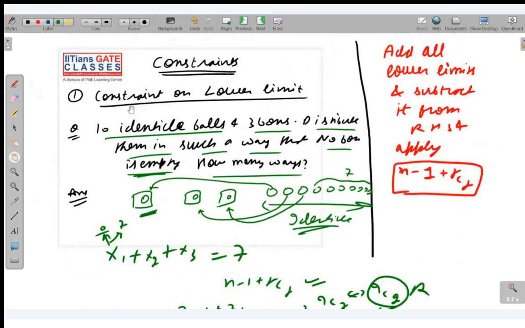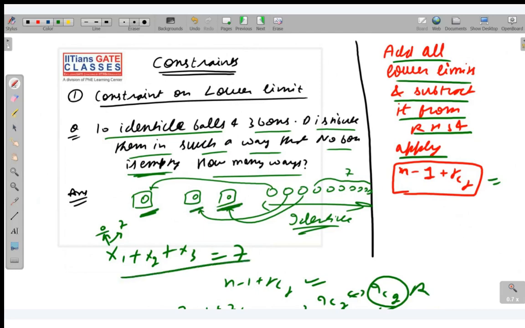So next, see, this is the basic rule: add all lower limits and subtract it from the RHS and apply this formula. That is the basic rule. So no box should be empty, right? Directly and indirectly, the lower constraint was here also, and here also. So 1, 1, 1, so I have added 3. 1 plus 1 plus 1 is 3. So 10 minus 3 is 7. So I have now applied the formula. That is the basic thing: add all lower limits and subtract it from the RHS and apply this formula.